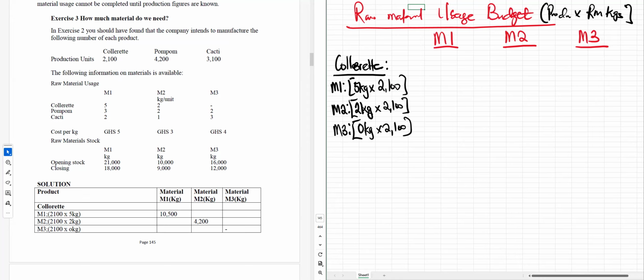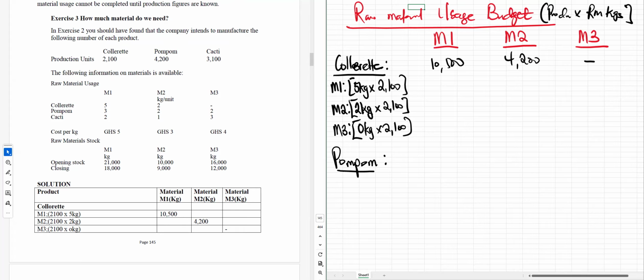So for Colorate, these are the total materials: 5 by the 2,100, that's 10,500, right? Then for M2, 2 by 2,100, that's 4,200. But for M3, Colorate doesn't have any, right? Then we go to Pom-pom.